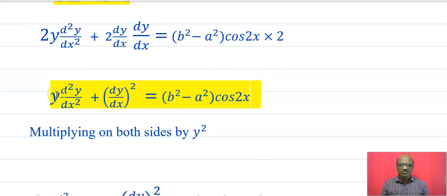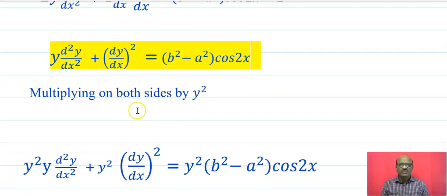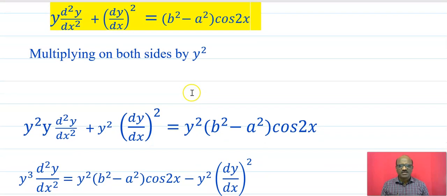Then you will get y into d2y by dx square plus dy by dx into dy by dx, meaning dy by dx bracket square, and that is equal to b square minus a square into cos 2x. Now multiply on both sides by y square. This problem is very tough, but we will solve that. Therefore, y square into y d2y by dx square plus again y square into dy by dx bracket square is equal to y square in bracket b square minus a square cos 2x.